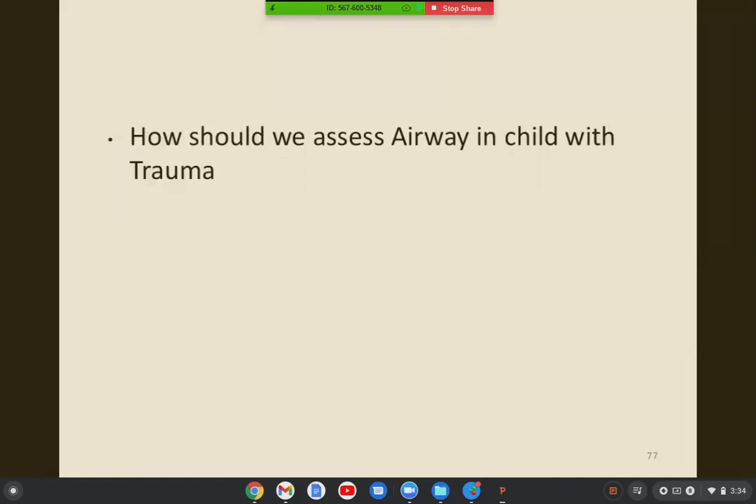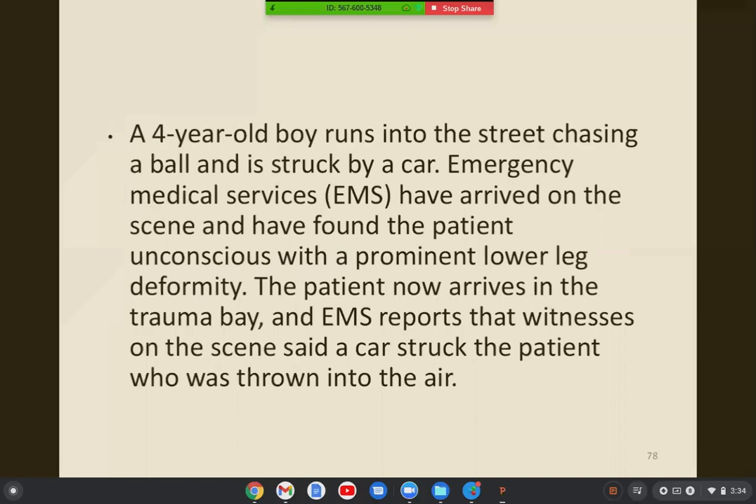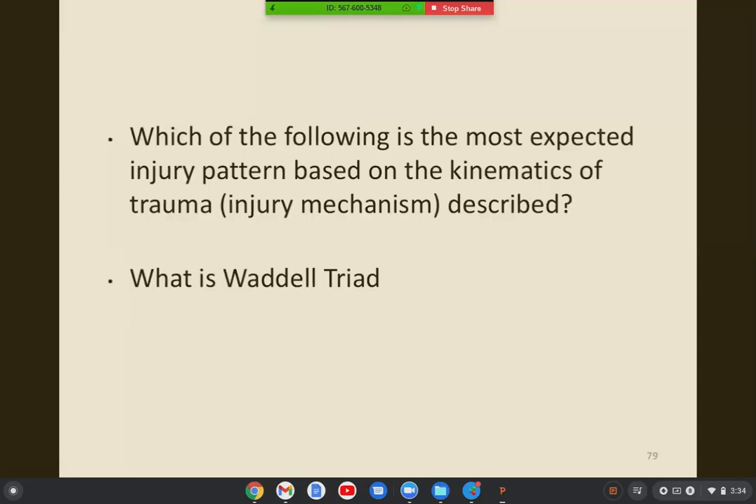What is the way to assess the airway in these children once we have stabilized their spine? Let us talk in the form of a case. A 4-year-old boy runs into the street chasing a ball and is struck by a car. Emergency medical services have arrived on the scene and found that the patient is unconscious with a prominent lower leg deformity. The patient now arrives in the trauma bay, and emergency medical services report that a witness on the scene said the car struck the patient, who was thrown into the air.